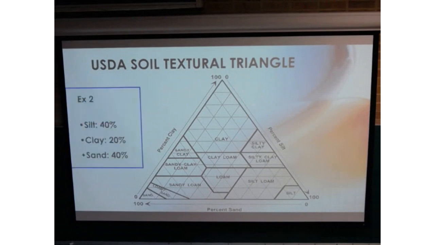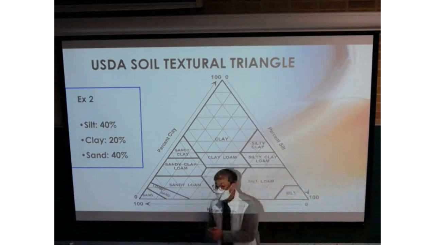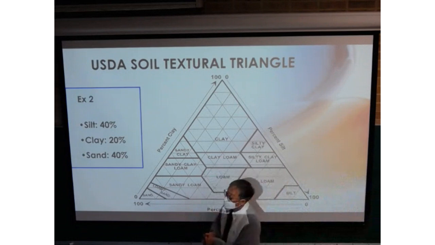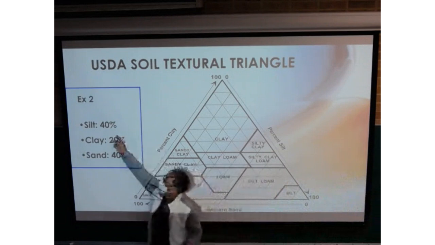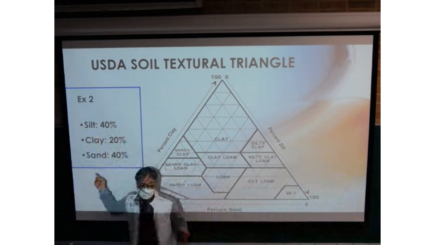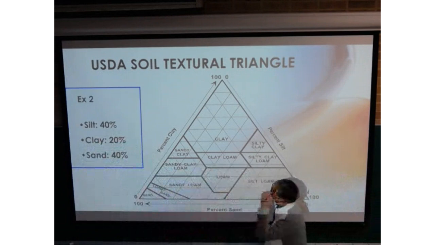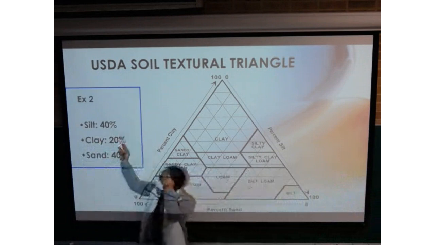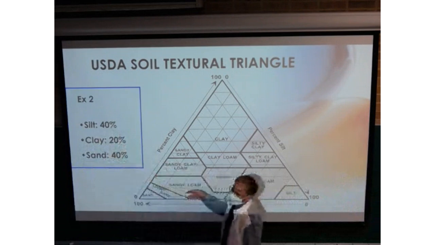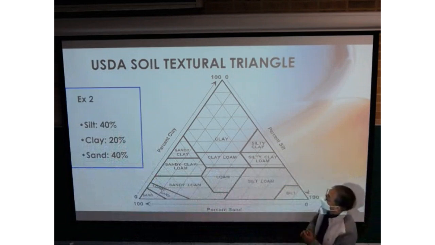Well, here's an example. When we collect a soil sample and analyze it, we find how much percent of silt, clay, and sand is in the soil sample. Say 40% silt, 20% clay, and 40% sand is found in the soil sample. And then we use this percentage of each to classify the soil texture. How can you use it?